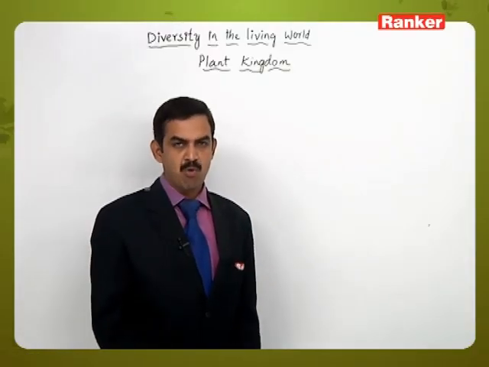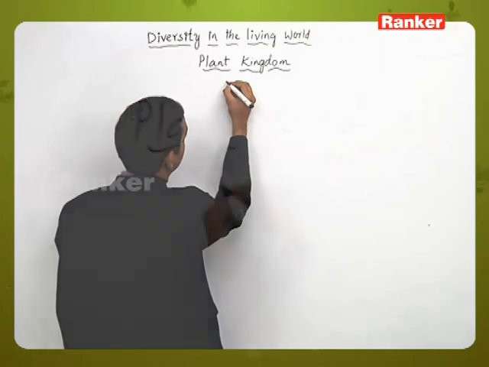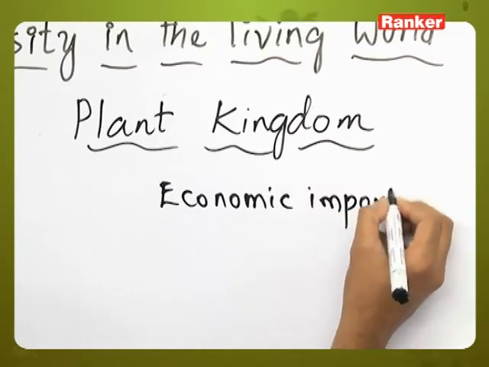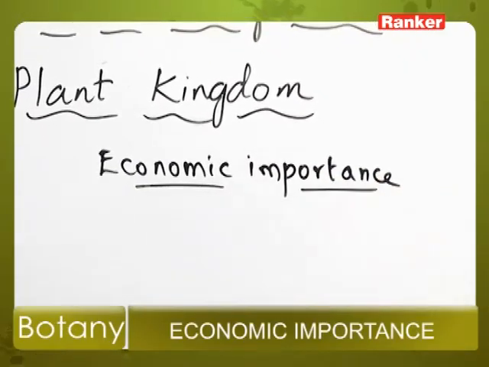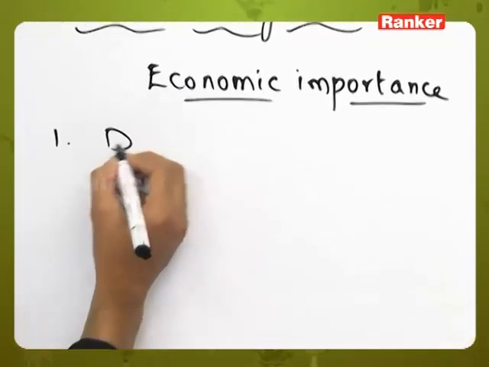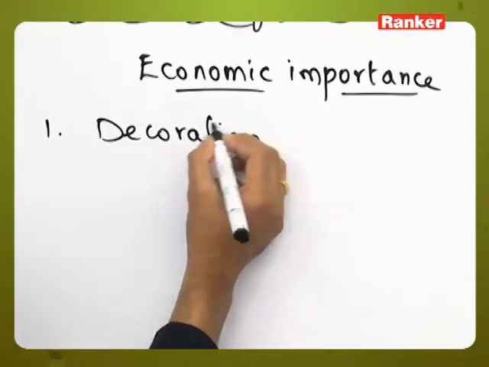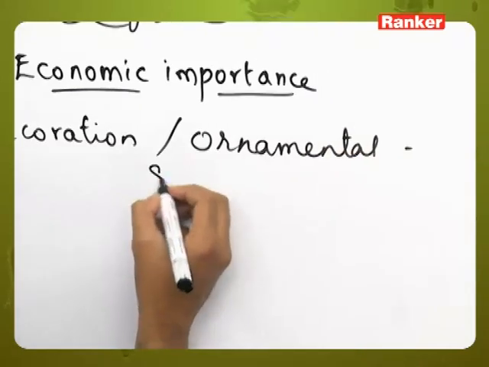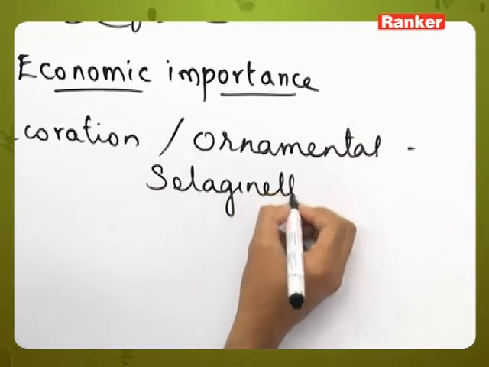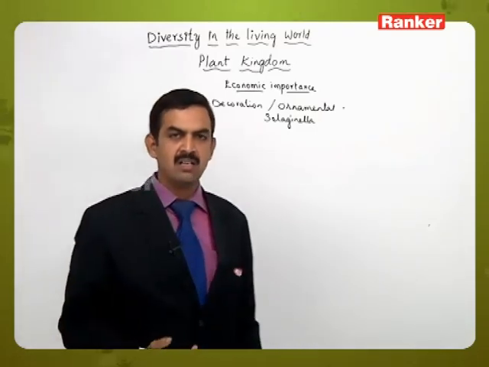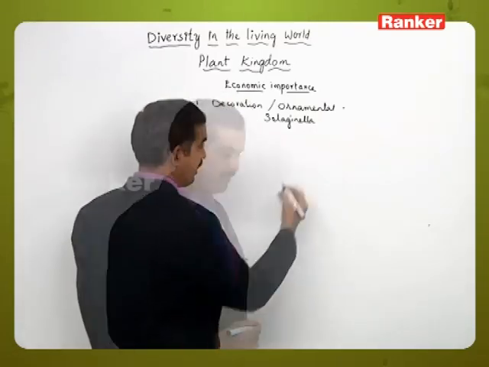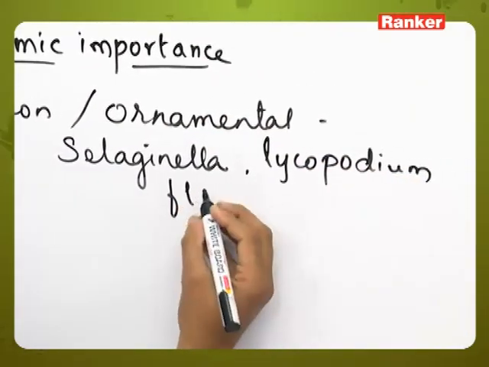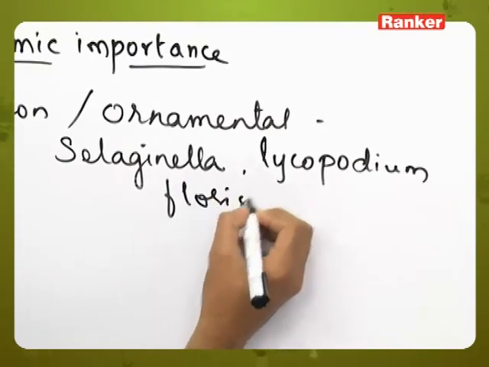Then if you see the economic importance of pteridophyta group of plants, some members are useful for decoration purpose, or which are grown as ornamental plants like Selaginella, which is useful for decoration in the festive seasons and in other purposes. And apart from that one, other example is Lycopodium, which is useful for the florists.